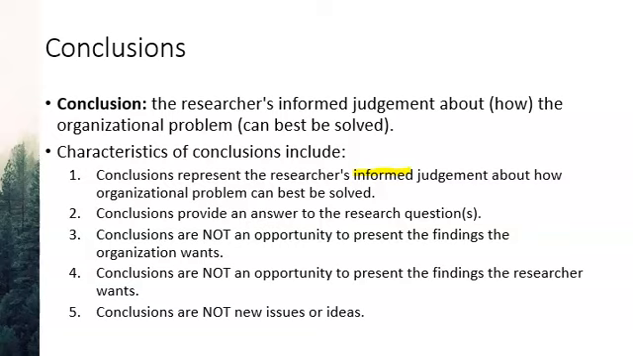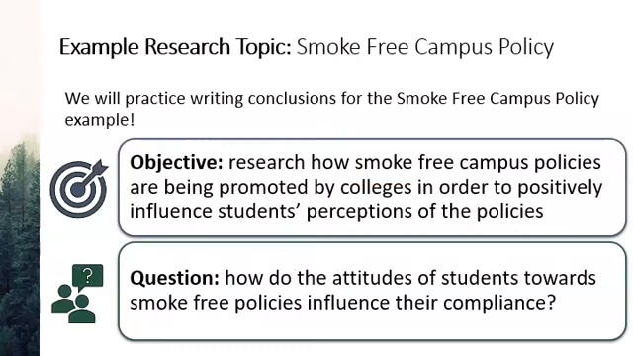We're going to look at some examples to help back up this theoretical definition of a conclusion. Remember that the example we've been doing throughout the course is related to the smoke-free campus policy at Cambrian College. We're going to practice writing conclusions for this. Remember, the objective was to research how smoke-free campus policies are being promoted by colleges in order to positively influence students' perceptions of the policies. Our specific research question was, how do the attitudes of students towards smoke-free policies influence their compliance? So how can we write a conclusion for the research that we've conducted on this topic throughout the course?